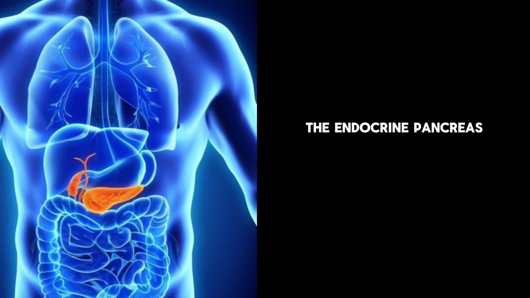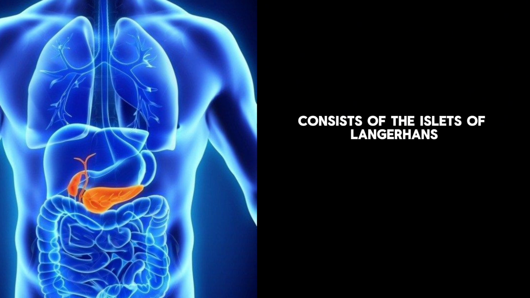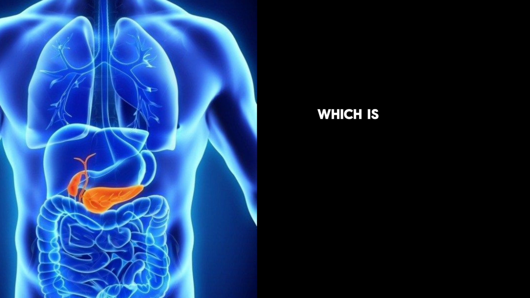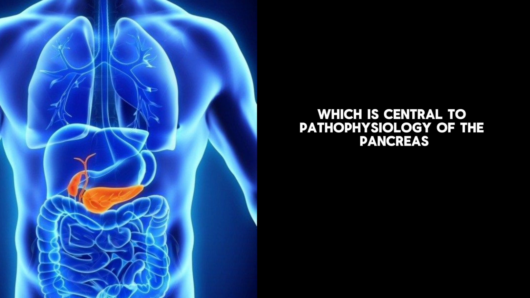The endocrine pancreas consists of the islets of Langerhans, which release hormones like insulin and glucagon into the bloodstream to regulate blood sugar levels. However, its anatomical position and the potency of digestive enzymes can also make it vulnerable to self-damage, which is central to the pathophysiology of pancreatitis.